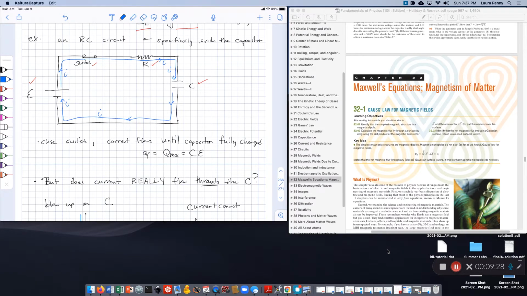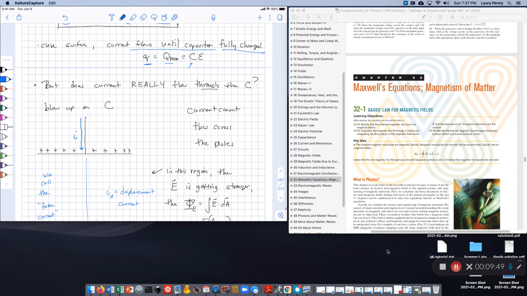It's going to flow until the capacitor is fully charged. So I'm going to build up a positive Q on this side and a negative Q on that side. And that's going to be our Q max, which is the capacitance times the EMF. It takes a while. This was basically the RC circuit you guys built.